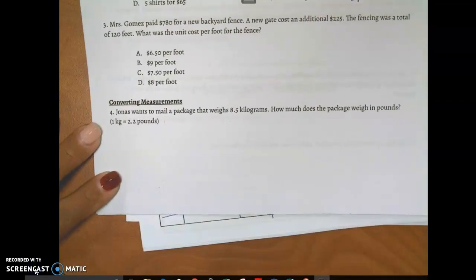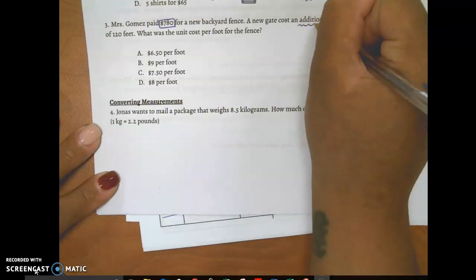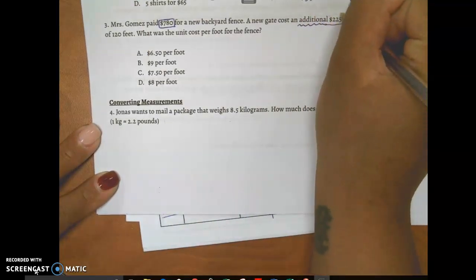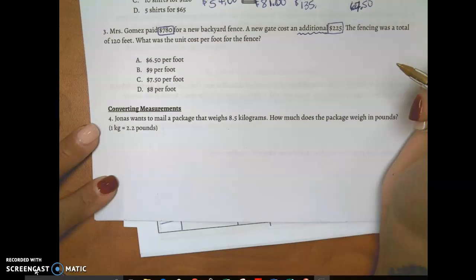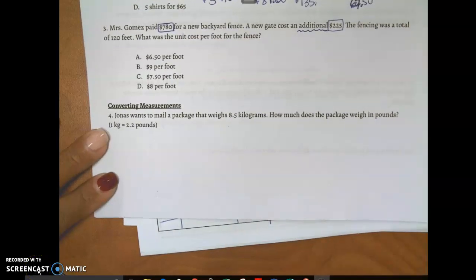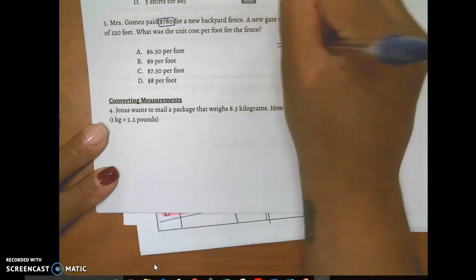All right. Mrs. Gomez paid $7.80 for a new backyard fence. A new gate cost an additional $2.25. The fencing was a total of 120 feet. What was the unit cost per foot for the fence? So she paid $7.80. And what does additional $2.25 mean? You add. I add what? 2.25 and 7.80. Hold on. How about now? 2.25 and 7.80. Oh, I was right.